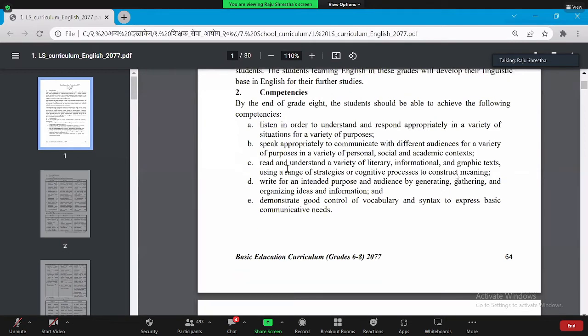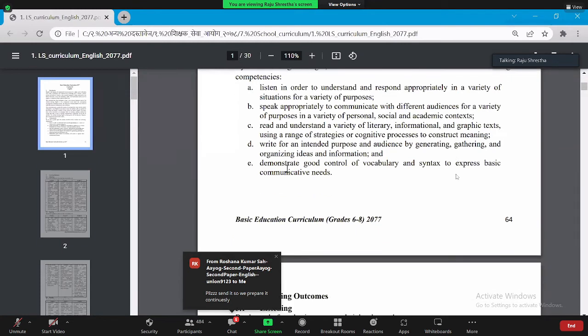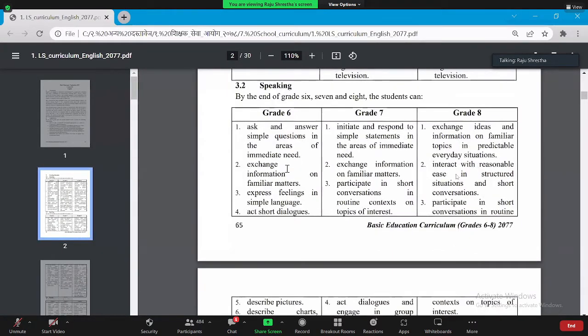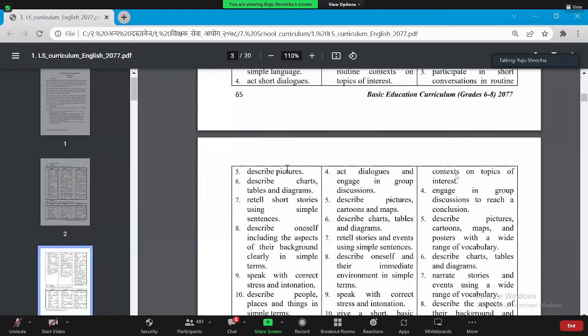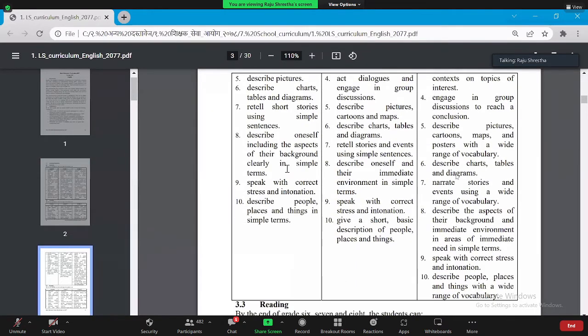The focus is on the language skills and language aspects. When we focus on language skills and aspects, then as a result, what happens? These soft skills will also be developed. Okay. So when we check this curriculum, soft skills are not clearly presented.